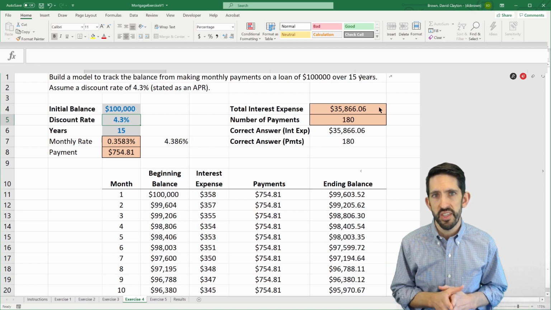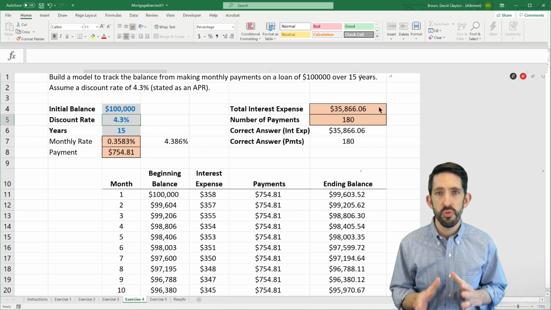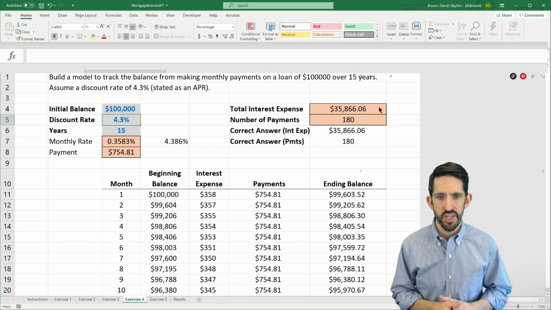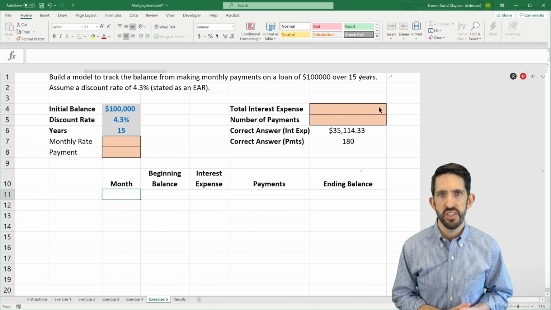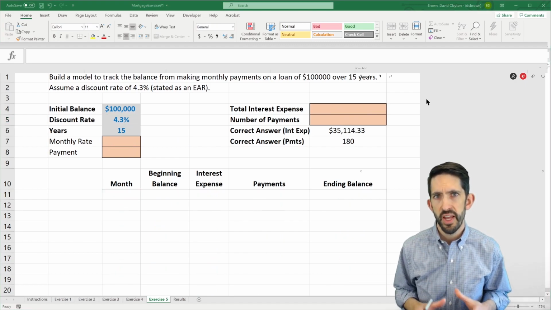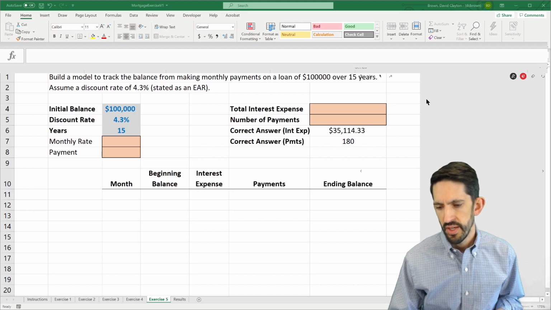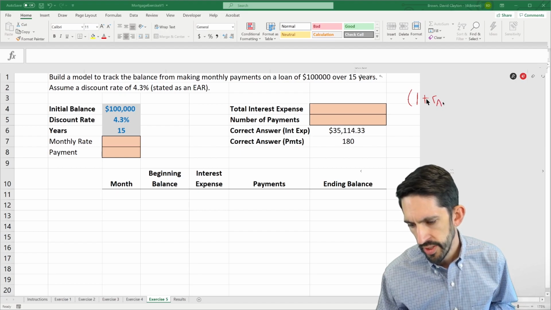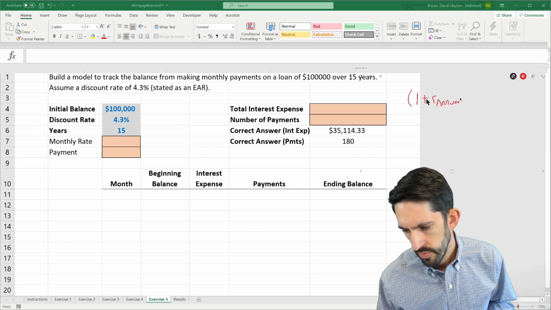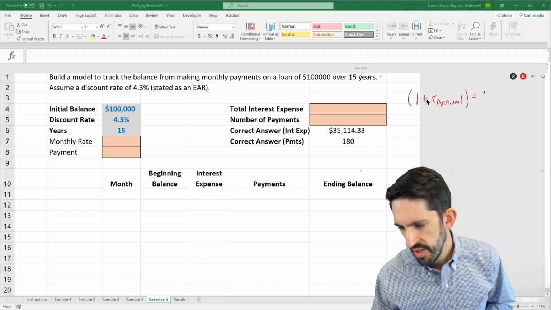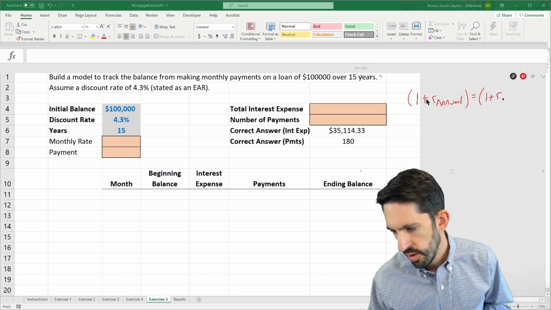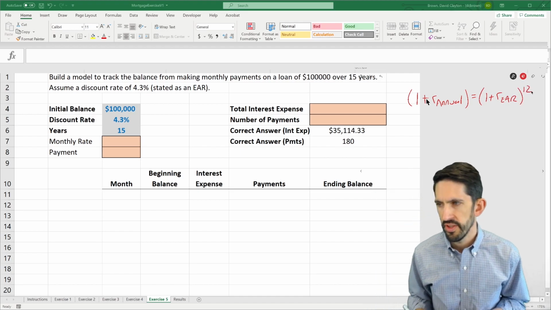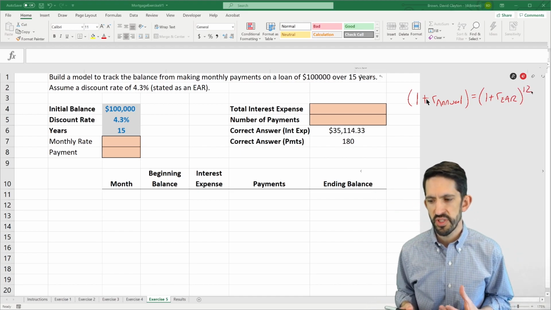So what if we want to make the adjustment and instead assume that the 4.3% is an effective annual rate rather than an annual percentage rate? That's what we're going to do in exercise 5. To calculate our effective annual rate, we're going to have to use a little math. One thing we know is that 1 plus our annual rate must give the same result as 1 plus our EAR compounded for 12 months. So those two things must be equal.